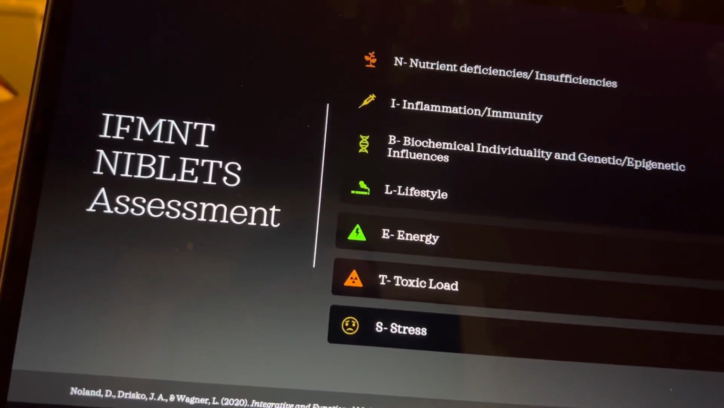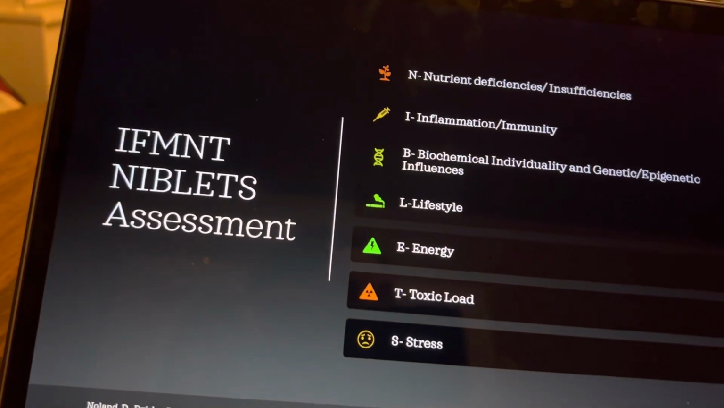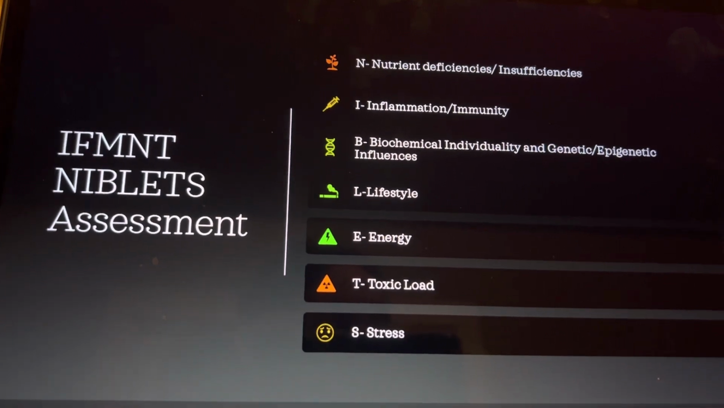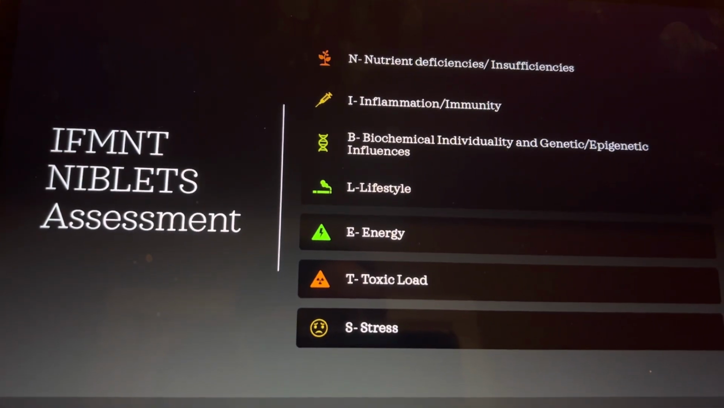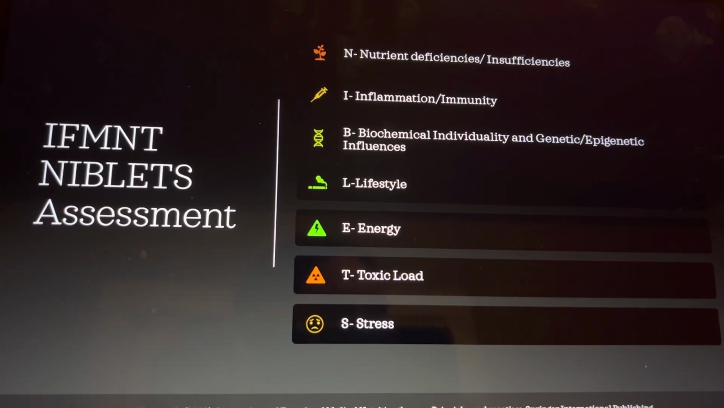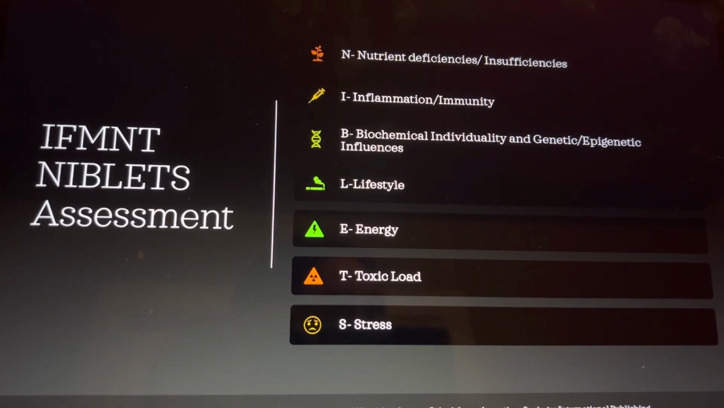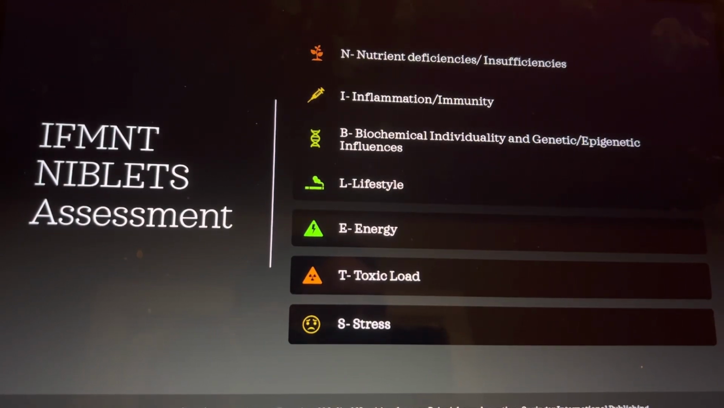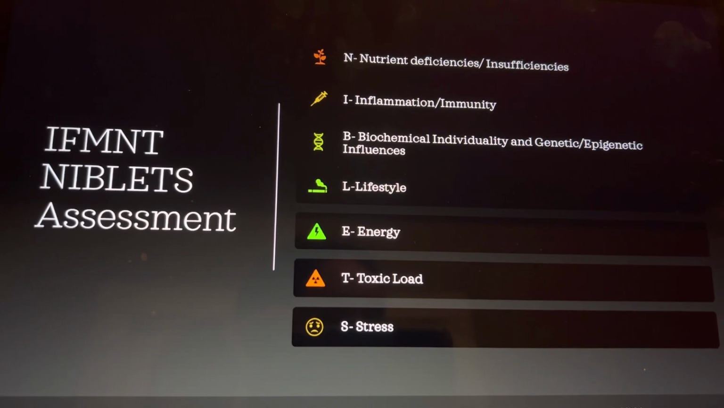B stands for biochemical individuality and a genetic epigenetic influence on chronic disease. Genetic risks in IBS span from complex polygenic conditions with combinations of common variants to cases with rare single gene variants, each contributing a small risk factor. Therefore, assessing family members for IBS may be useful in the treatment of the patient.